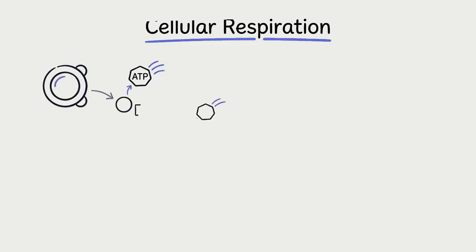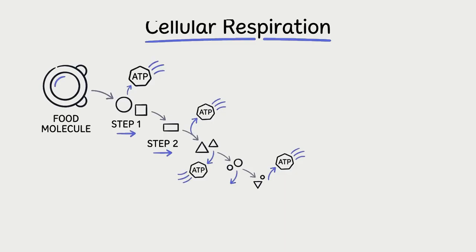So how does food become ATP? It happens through a process called cellular respiration. The main goal of cellular respiration is to slowly break down food molecules and capture their energy in ATP instead of losing it as heat.